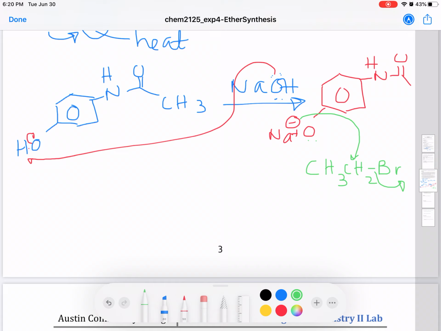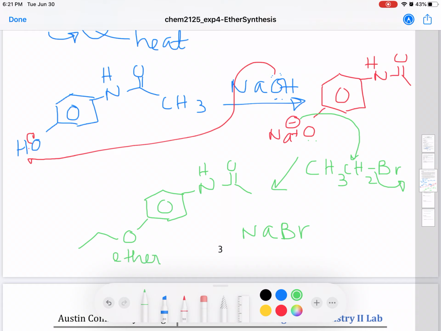So your product is going to be phenacetin, where nothing happened to this group. It's going to stay there, and the oxygen will take that ethyl group, CH2CH3. Now we have just made an ether. And then sodium bromide would also be formed. This is the ether we just made, which is also phenacetin. Now you can see this phenacetin is an organic molecule.